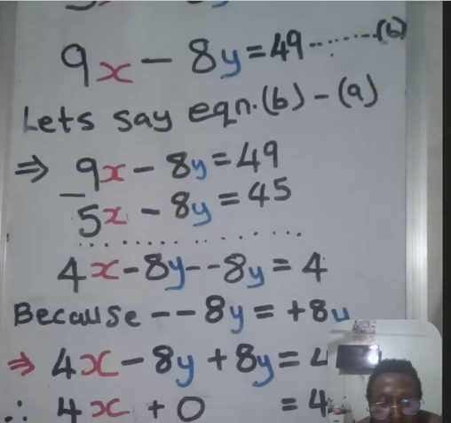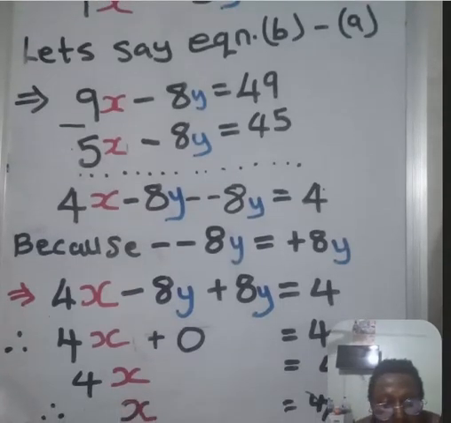And you know that minus is equal to plus. So here we have minus 8y minus minus 8y, which will be written as minus 8y plus 8y, sorry, because minus is equal to a plus. So there we have the equation written out here, more better. 4x minus 8y plus 8y is equal to 4.